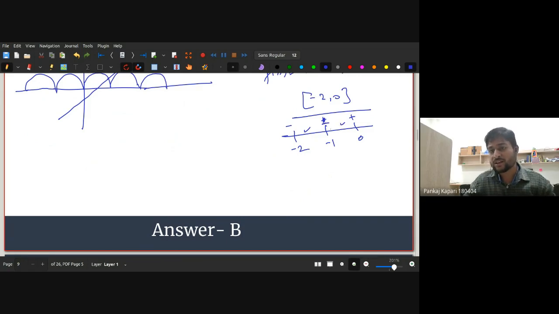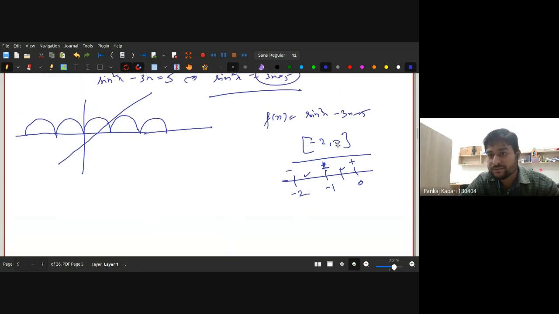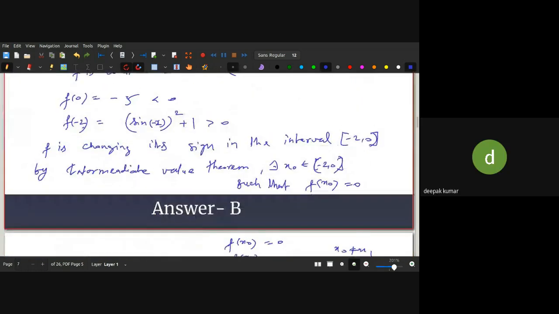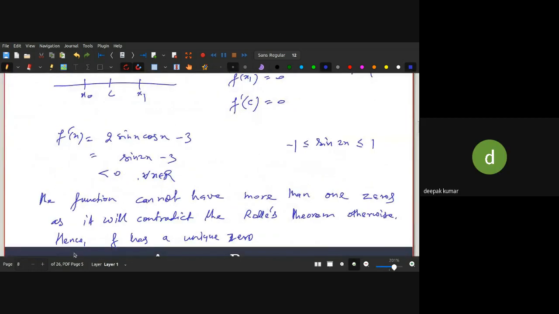So like this, you can choose a smaller interval. Then again you can divide the interval in half, in whichever interval the zero lies, and you can keep doing this process 10 times, 20 times, 100 times, so that you get closer to the zero. You can approximate the zero like this. So these are approximation methods. Thank you, sir. Any other questions?